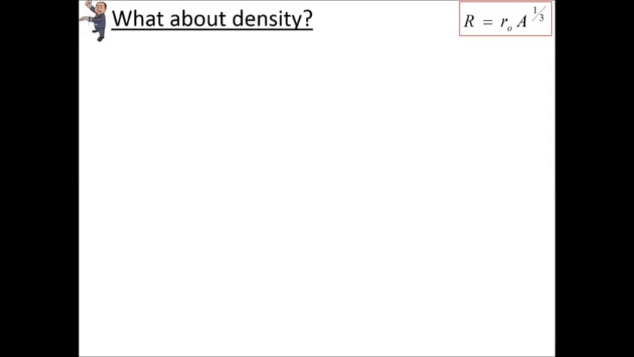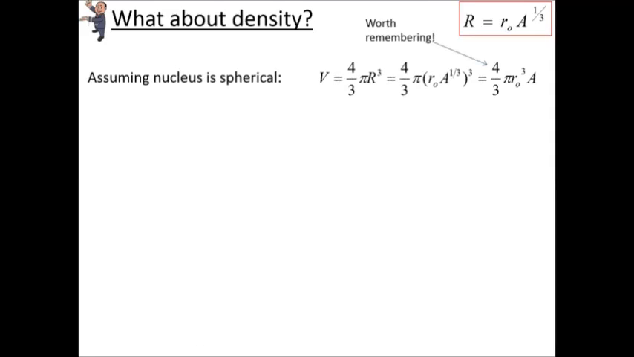Okay, then to finish up, let's just talk a little bit about density. If we assume the nucleus is spherical, the volume will be 4/3 pi R cubed, where this is big R, the radius of the nucleus. So 4/3 pi, let's insert for big R our expression, R0 A to the power of a third, and all that's been cubed. Now let's apply this cube here. So R0 cubed, and A to the third cubed is just A. So we've got an expression here for the volume of a nucleus, which is 4/3 pi R0 cubed multiplied by A. Worth remembering how to do that.